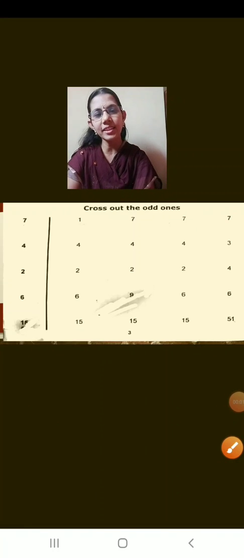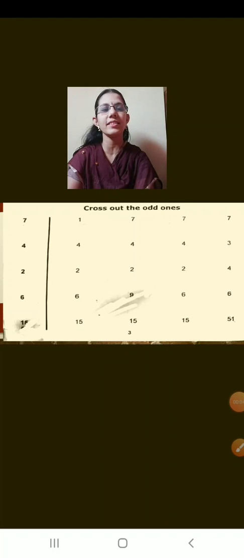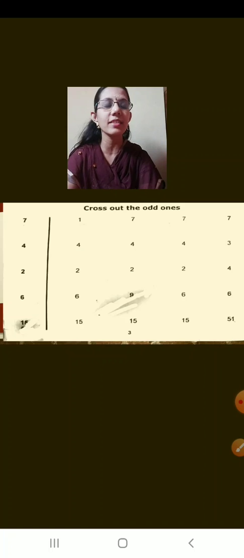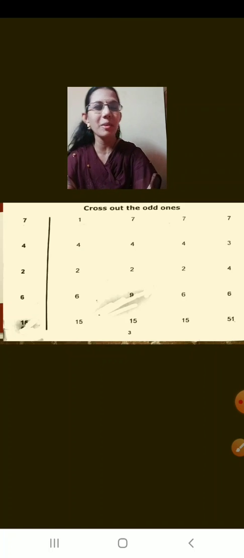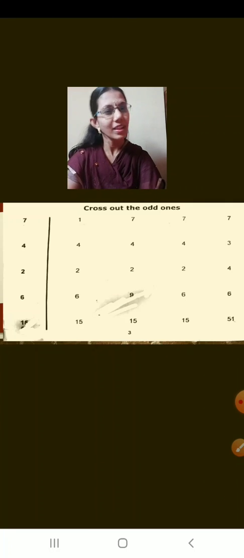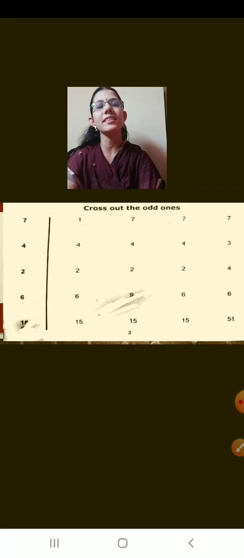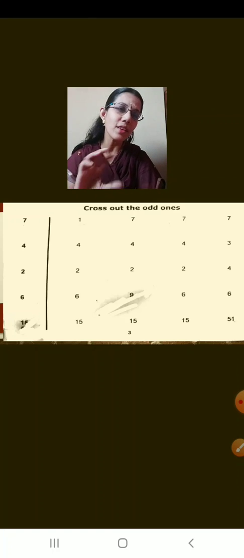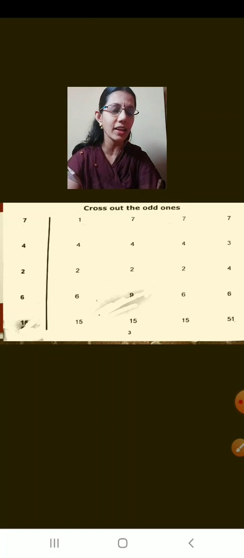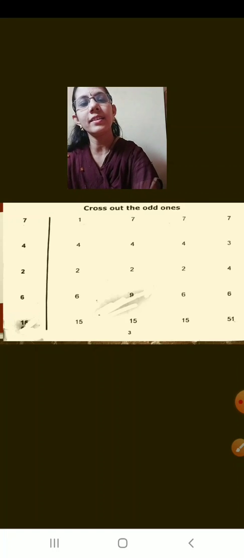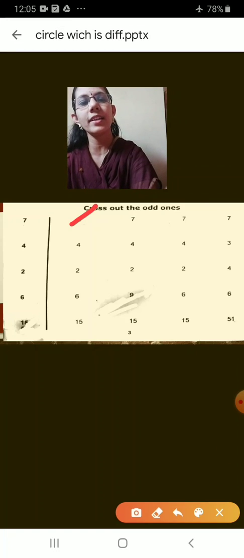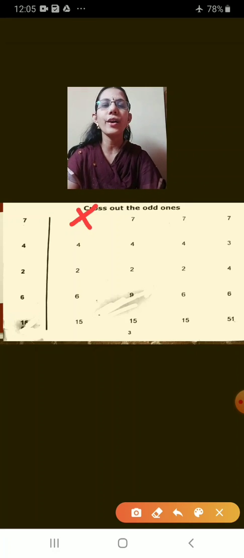Yes, here we go with the second half. Cross out the odd ones. See here in this first line, 7 is the number given first, correct? So shall we make it the 7 line? Yes, yes. In this 7 line, 1, 7, 7, 7. So which one will we cross? Which is the odd one out here in this first line? 1. Cross 1. He is the odd man.